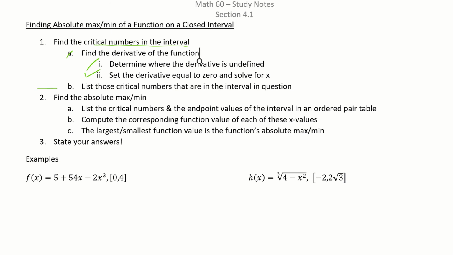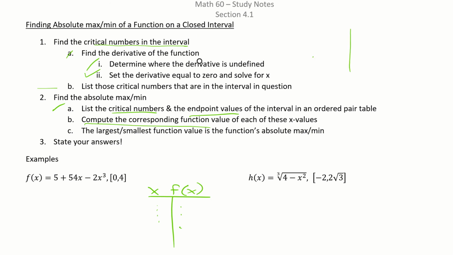Now to find the absolute max and min, it's going to be kind of straightforward. What you do is you list the critical numbers and the endpoint values in an ordered pair table. That's what I typically do. So there's x, and then there's f of x. This is what I mean by an ordered pair table. And you list your critical numbers and your endpoints. And then all you do is simply compute your function values. Whichever's biggest is your absolute max, whichever's smallest is your absolute min.